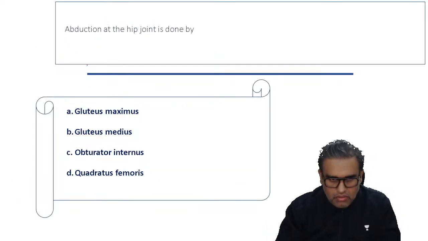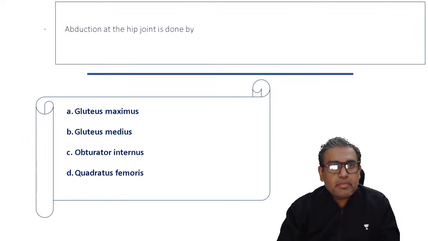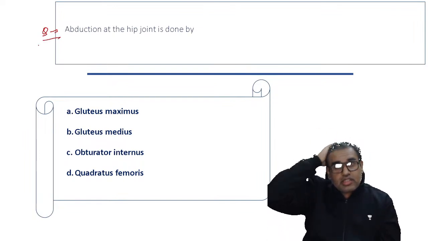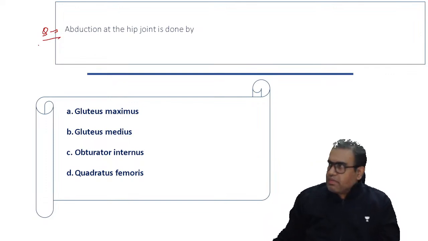Okay, couple of more questions. I think is fine. एक दो क्वेश्चन और करते हैं. Abduction at the hip joint is done by, simple question. सीधे खड़े हो, पैर बाहर निकालना है.